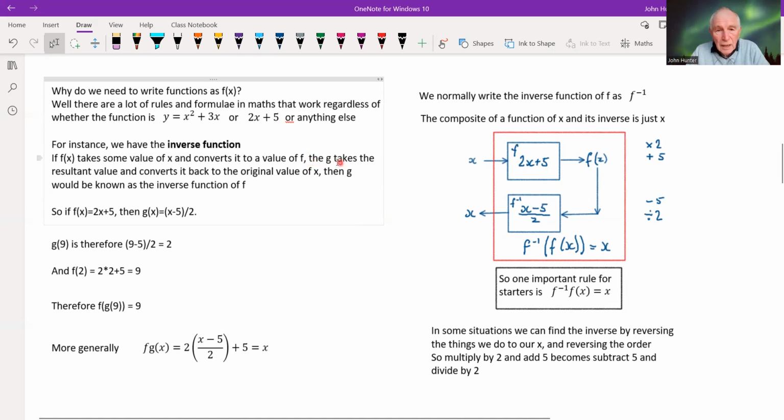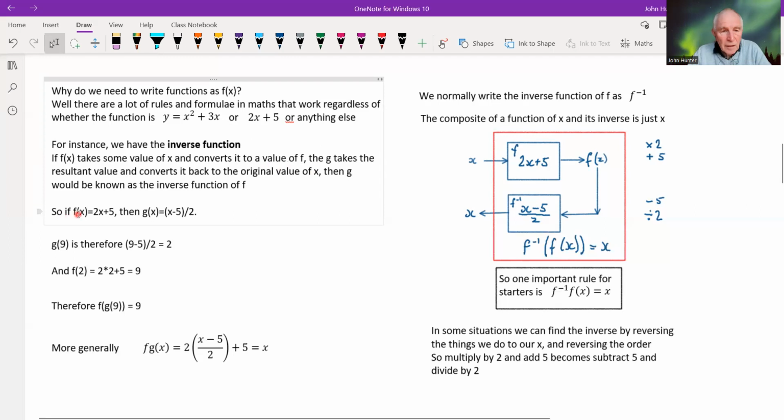And then we've got some other function g that takes the resultant value and converts it back to the original value of x. Okay, so we go one way and then back to the same value. Then g would be known as the inverse function of f. So it's just reversing the process.